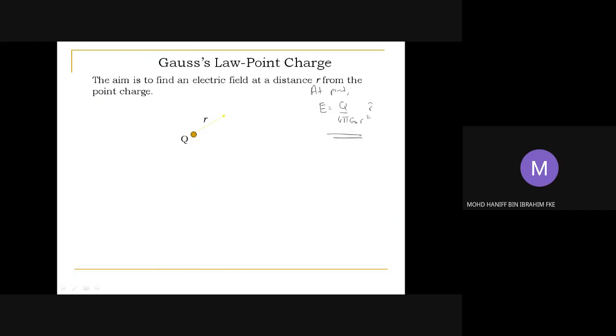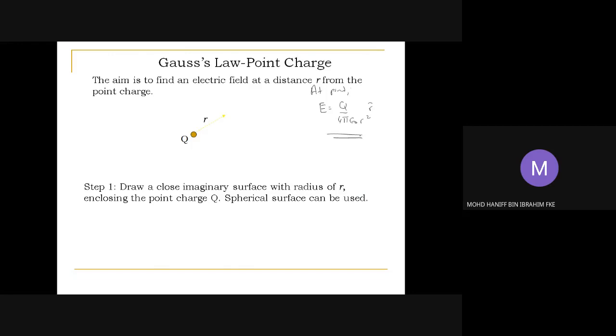We need to adopt a few steps. The first step is to draw a closed imaginary surface with a radius of R enclosing the point charge Q. In other words, we need to draw a closed imaginary surface which will pass through the point of interest. In this case, our point of interest is here. So you need to draw a closed imaginary surface passing through that particular point of interest.